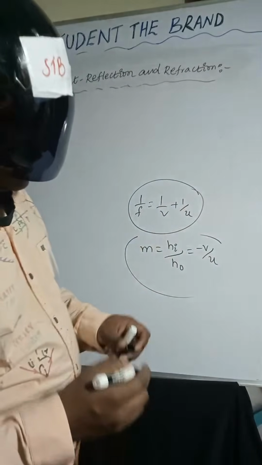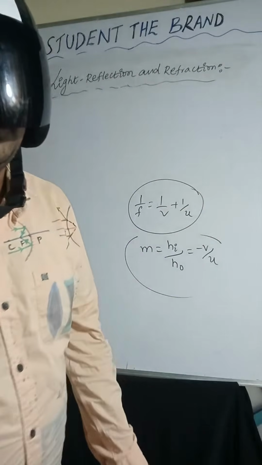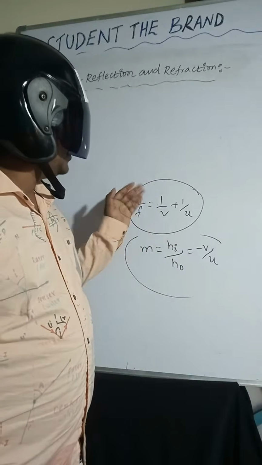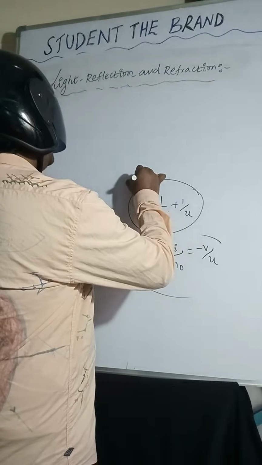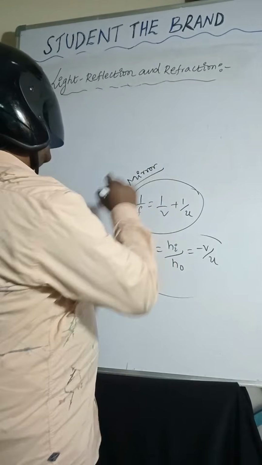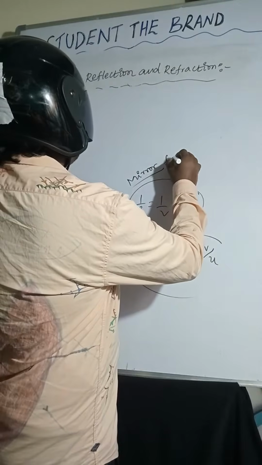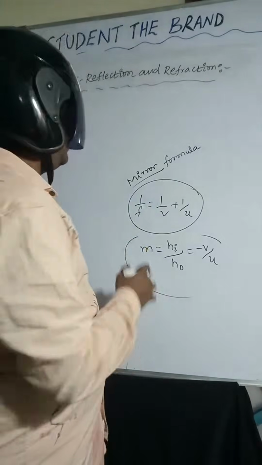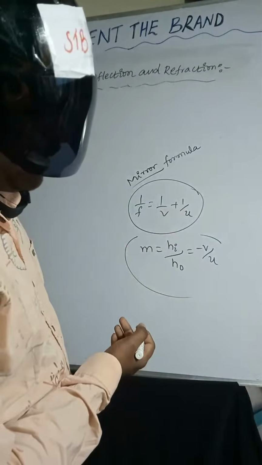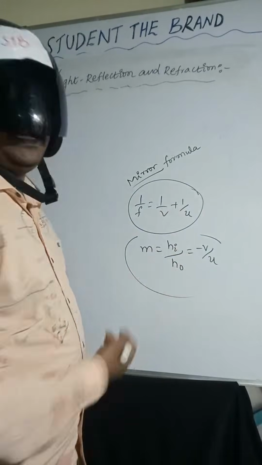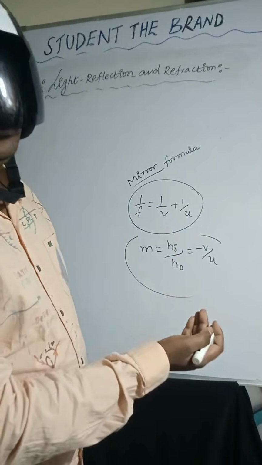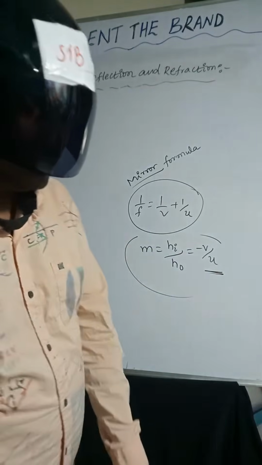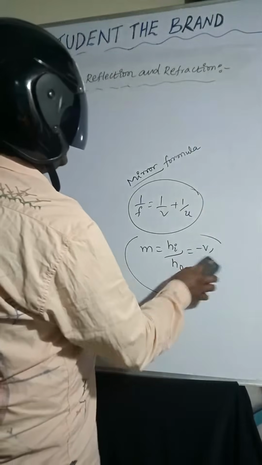Okay, so now you can see here, this is the mirror formula. 1 by f equal to 1 by v plus 1 by u. Magnification equals height of the image by height of the object, that is equal to minus v by u. Right? Yes. Now, we'll go to the next one.